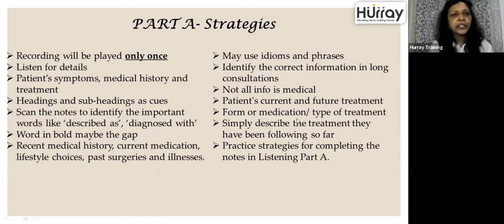Look for different forms of medication and different types of treatment. If the patient has carcinoma, they may have to do radiation therapy or different kinds of treatment like that. Or sometimes tablets are needed, or maybe injections or syrups, or inhalers for those who have asthma. So you have to listen for different kinds of treatments and medication given. Similarly, describe the treatment that they have been following so far and answer the questions. So practice strategies which you think are best to complete the notes in Part A.